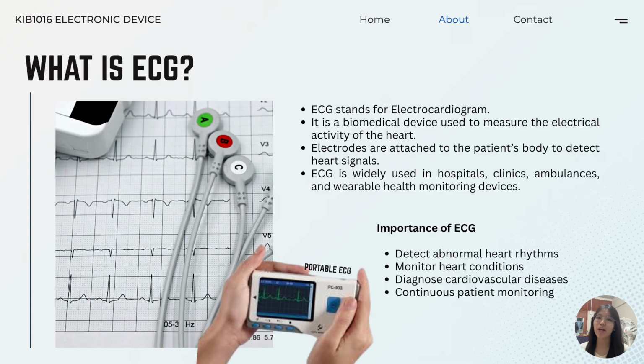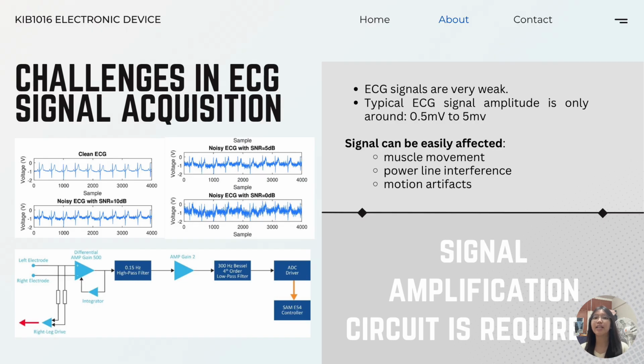ECG systems are widely used in hospitals, emergency units, clinics, ambulances, and even wearable health monitoring devices. One major challenge in ECG systems is that the electrical signals produced by the heart are extremely weak. Typically, an ECG signal ranges from only about 0.5 millivolts to 5 millivolts.